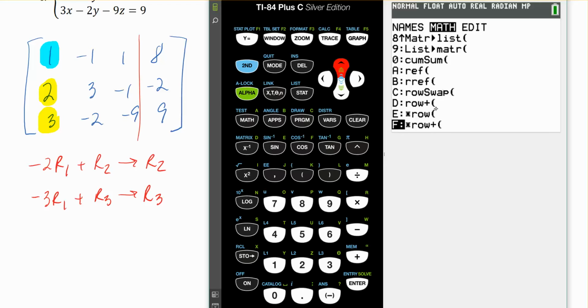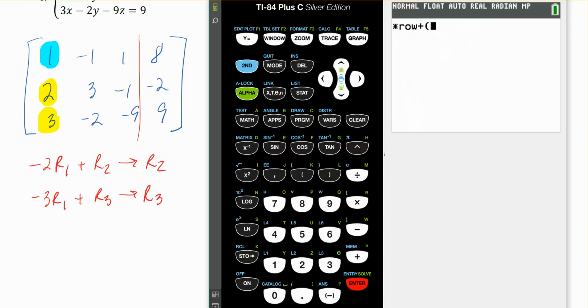Now, what am I doing here in this first option? Over here on my matrix, I am multiplying by a row and adding it to another row. If that's the case, then I'm going to choose option F that's already highlighted here, because notice it's got an asterisk indicating multiplication, times a row, and then an addition sign. So that's the operation I'm going to choose, and I'm going to hit enter to choose it.